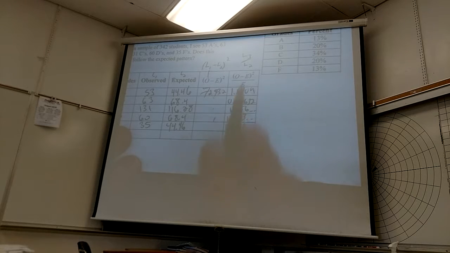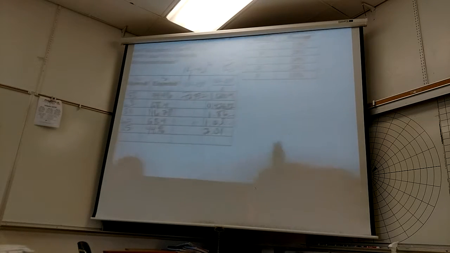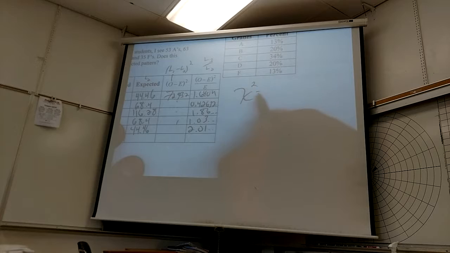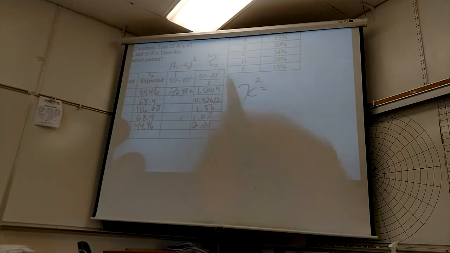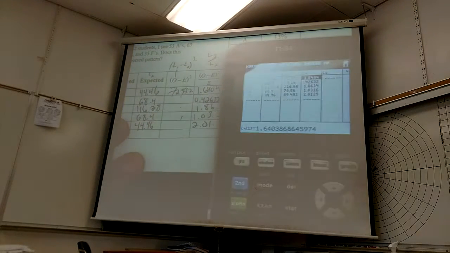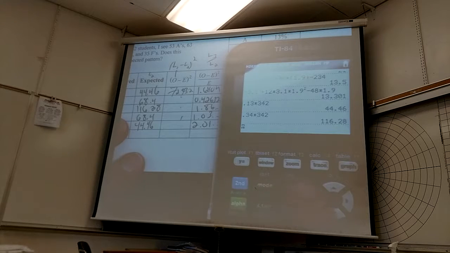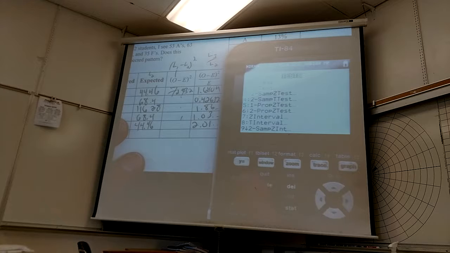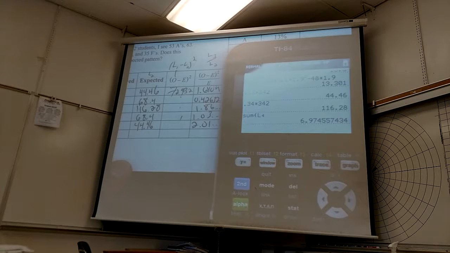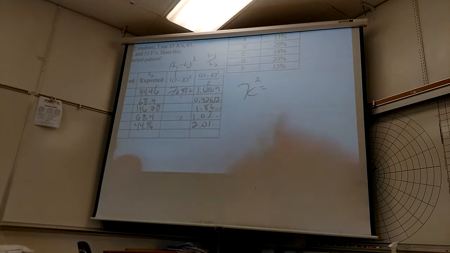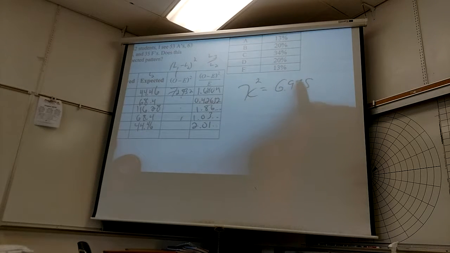So now, what do I need to do with all these? How do I calculate my chi-square? The sum. Yeah, you just gotta sum these up. Now remember, to do it on the calculator real quick, I can quit out of this, go to list, math, sum. L4, I think, right? Yes. So you get 6.975. That's my calculated chi-square.